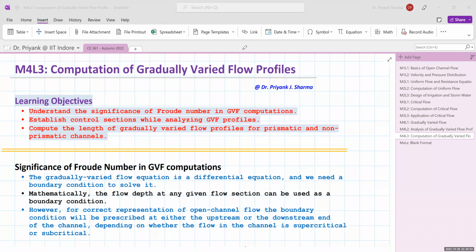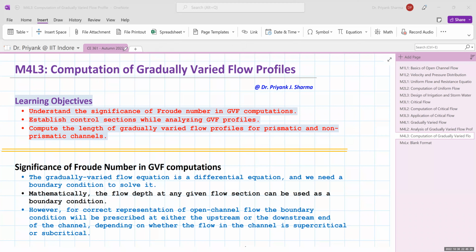Hello friends and welcome to the third lecture of the fourth module, Computation of Gradually Varied Flow Profiles. In the previous two lectures we have seen what a gradually varied flow profile is, what the governing equation of the GVF profile is, and what the types of water surface profiles are, that is, drawdown profile and backwater profile. Then we saw their analysis for different slopes, and today we will try to compute the length of the GVF profile.